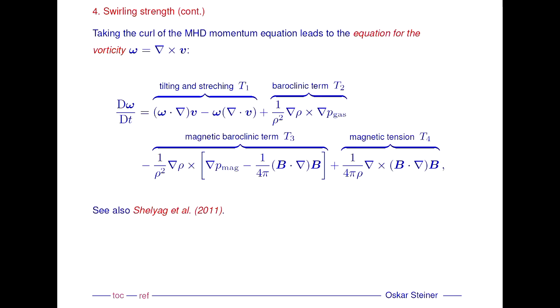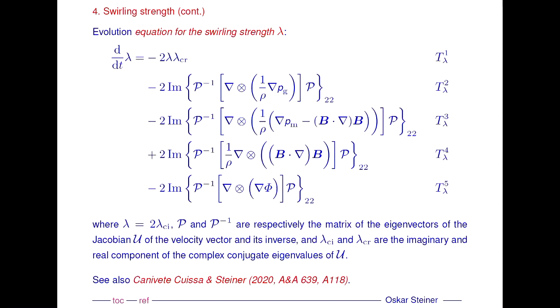magnetohydrodynamics. Now we managed to derive an equivalent equation for the swirling strength. This looks a little bit more complicated because it's now a tensor equation, but in principle it has the same terms: a baroclinic term, magnetic baroclinic term, magnetic tension term, and an additional term that comes from gravity, which we are still puzzled why it is not there for the vorticity, but it's there for the swirling strength. Anyway, what is this evolution equation good for?